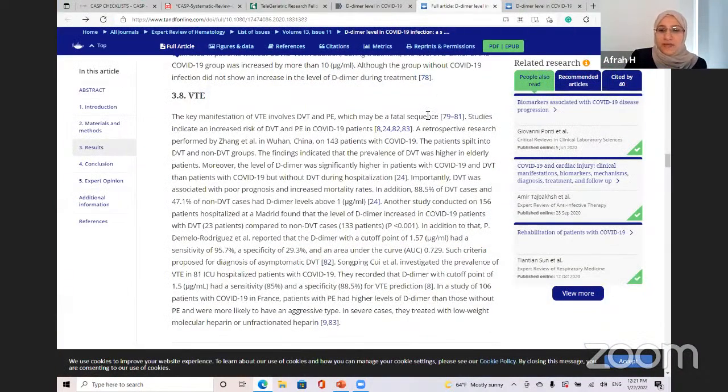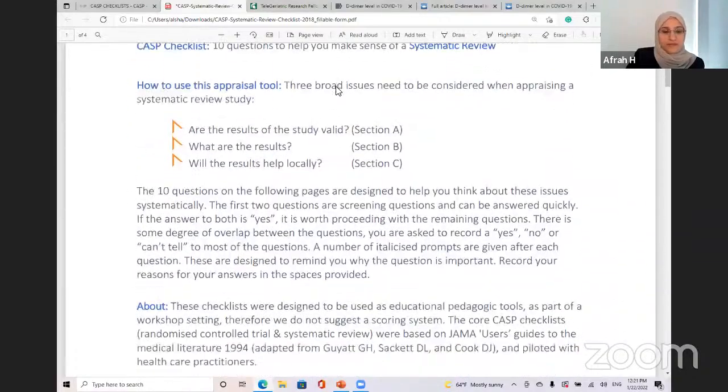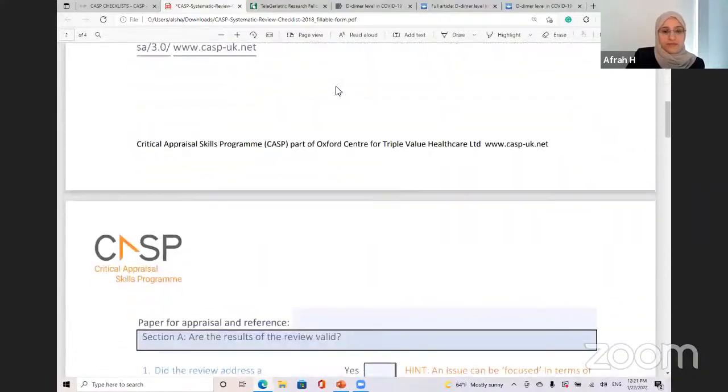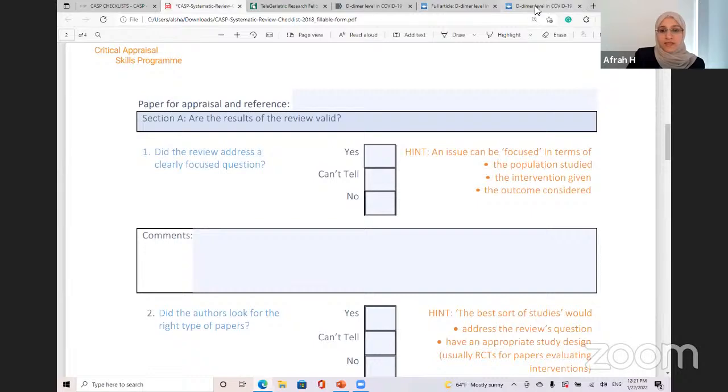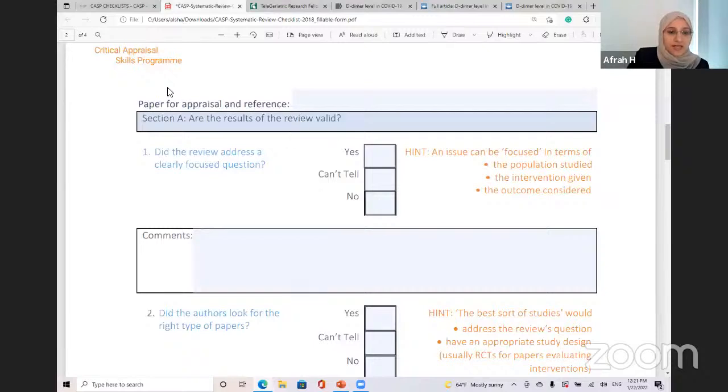So yesterday we sent the article into the WhatsApp group. I hope that you read the article. We will discuss the D-dimer level in COVID-19 infection systemic review. So the checklist contains 3 sections. Section A, are the results of the review valid?